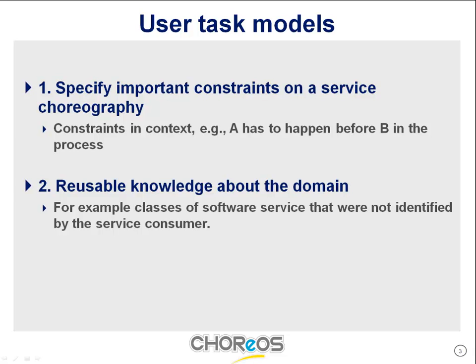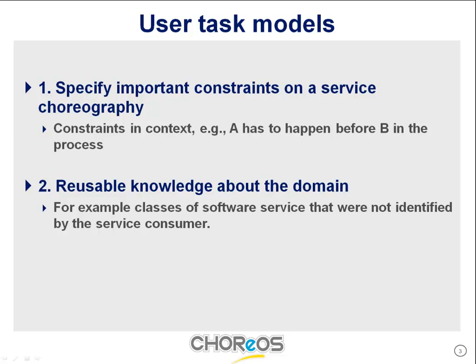In simple terms, each model in the library describes the tasks undertaken by users and machines in commonly occurring tasks such as reserving, purchasing, and traveling. Each embodies important domain knowledge needed to specify a service choreography. In CHOReOS, we use these models to fulfill two important roles.